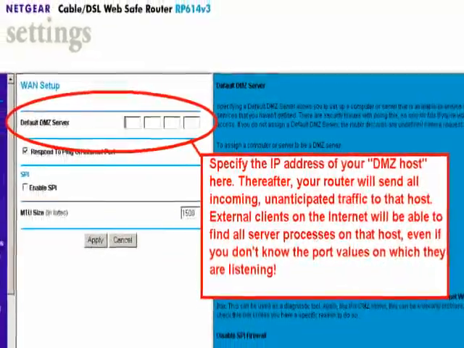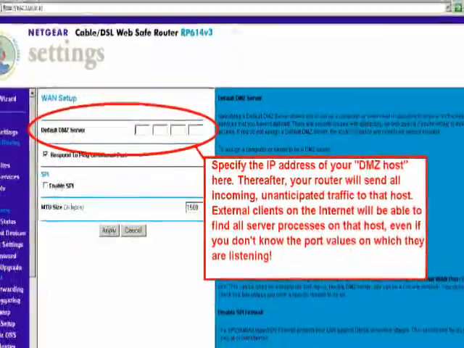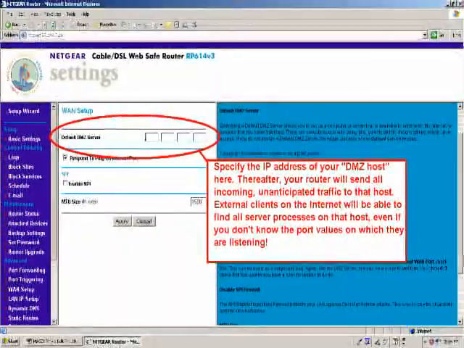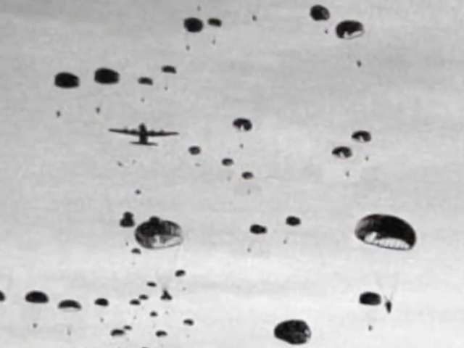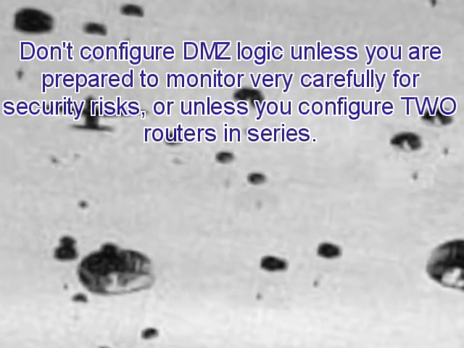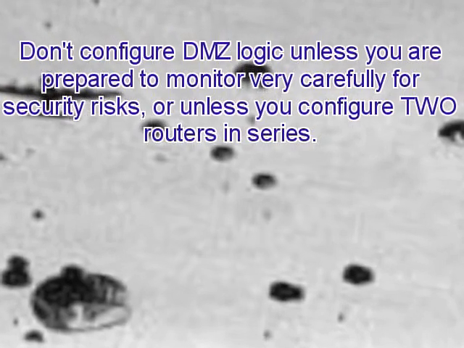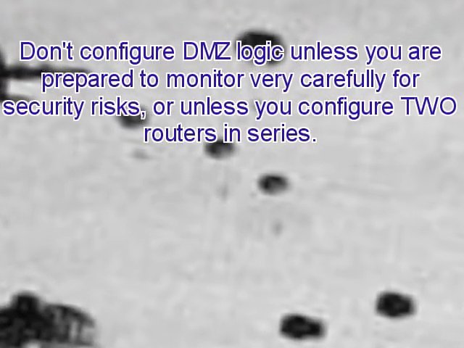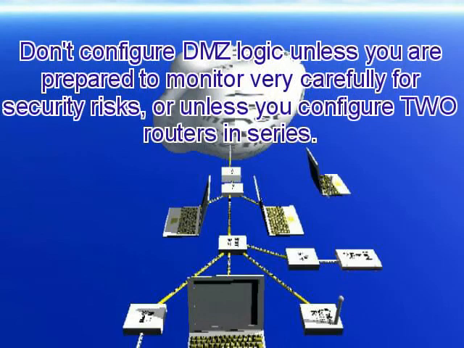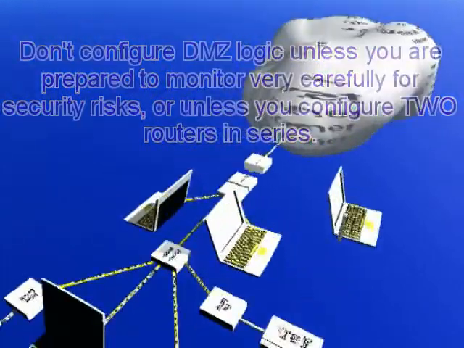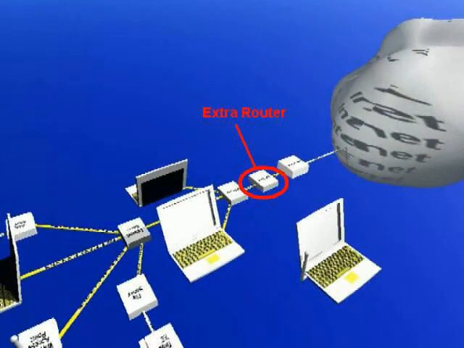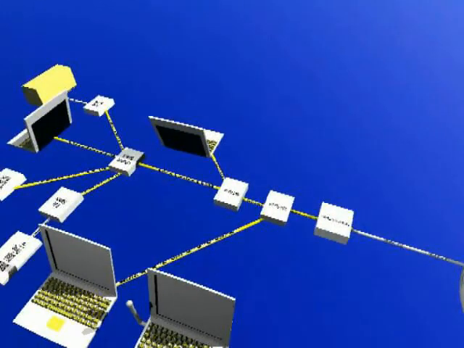And once that machine is compromised, the stinkware may be able to flow to your other computers from inside your LAN, as if the hackers could drop paratroopers behind your lines of defense, bypassing the protection ordinarily offered by your NAT router. Our advice regarding DMZ is the same as our advice regarding universal plug and play. Don't go there unless you are very vigorous about monitoring the health of your computers and their network usage, or unless you install an additional NAT router in series to create an inner, more isolated LAN for your other computers.